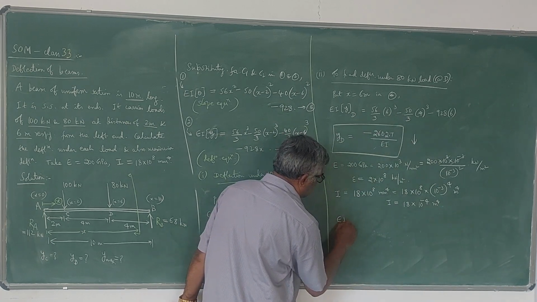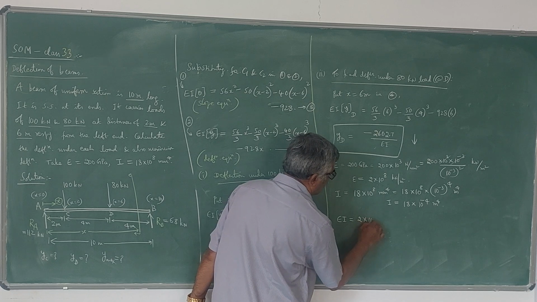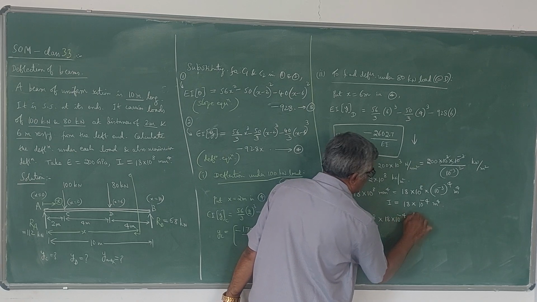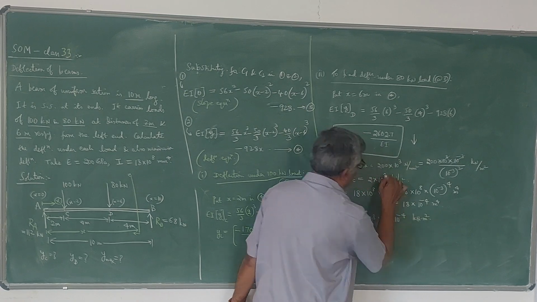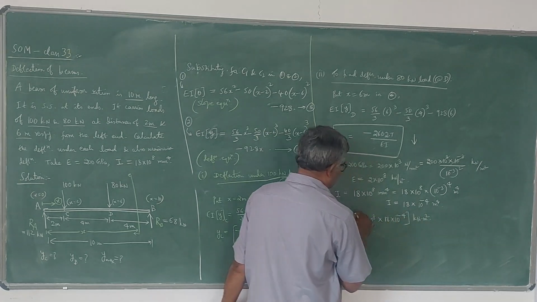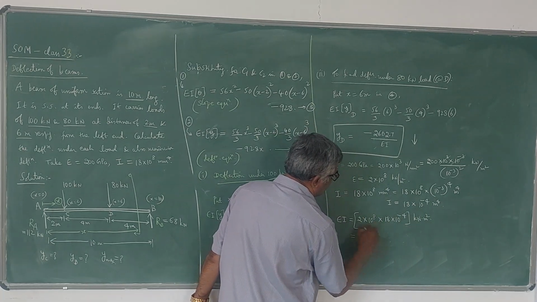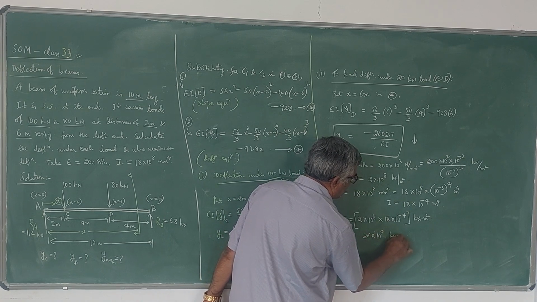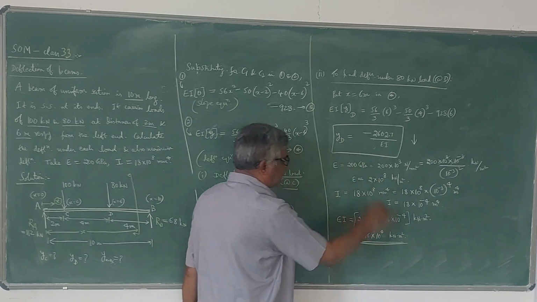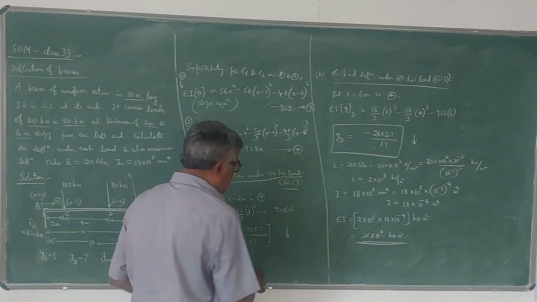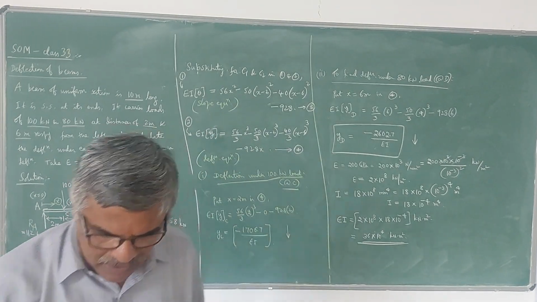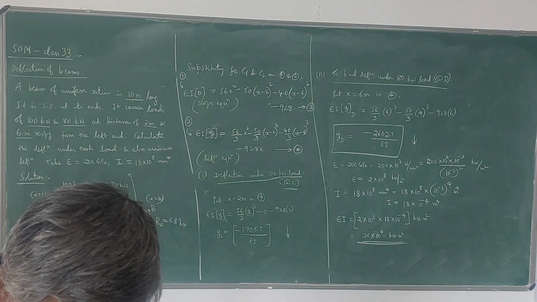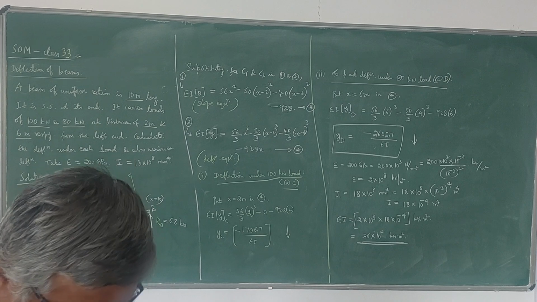If you multiply these two values, 2 into 10 power 8 into 18 into 10 power minus 4, this value will be in kilonewton meter square, since kilonewton per meter square into meter power 4 is kilonewton meter square. If you simplify, this is 36 into 10 power 4 kilonewton meter square. So this value of EI we have to substitute in these two. If you substitute these values, you will get the deflection in meters. Then later on you can convert it into millimeters.